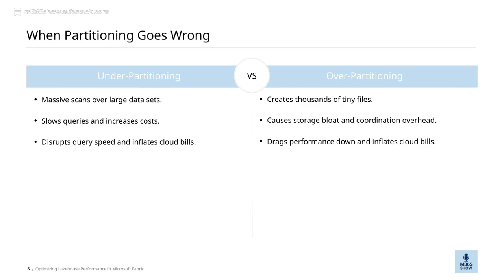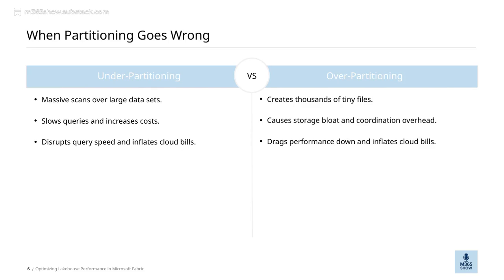This means more effort is needed to manage all those small files, and it slows down your overall system. As a result, you end up paying more in cloud bills because the storage and processing costs increase. On the other hand, massive scans over large data sets are also problematic. When data isn't partitioned properly, queries have to sift through huge amounts of unorganized data, which slows down query response times and ramps up costs because more resources are consumed.